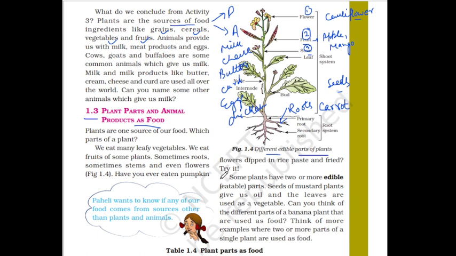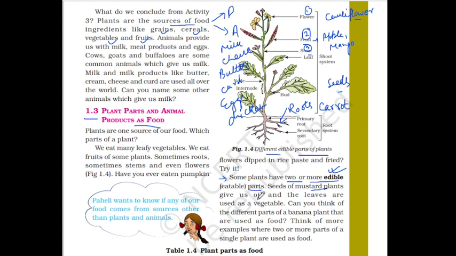Now, the next important thing is that some of the plants have two or more edible parts. Now, what do we mean by edible? Edible means eatable, student. ऐसी चीज जिसको हम कंज्यूम कर सकें, जिसको हम खा सकें. Then specially there is a mention in your book about the mustard plant. Basically mustard plant में दो पार्ट्स होते हैं जो आप लोग कंज्यूम कर सकते हो.